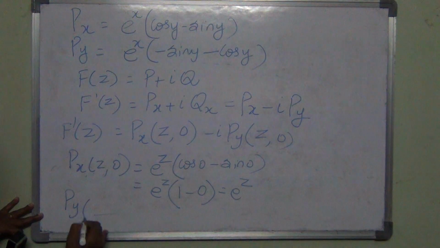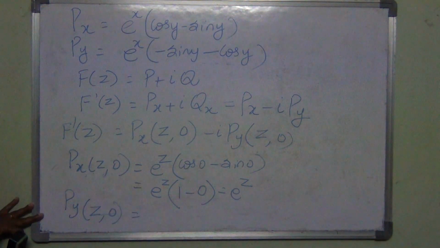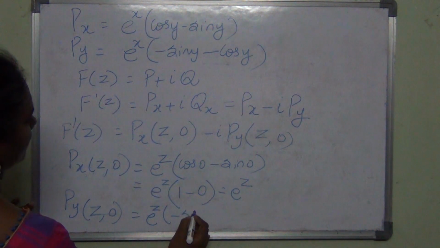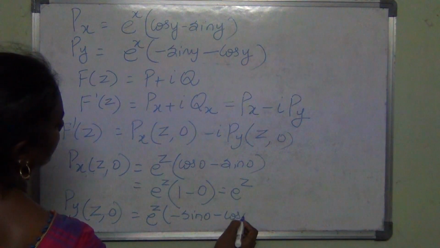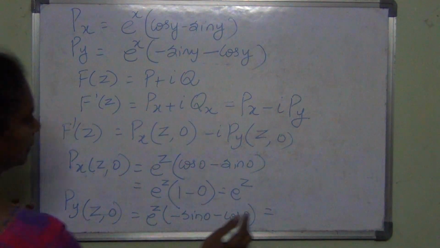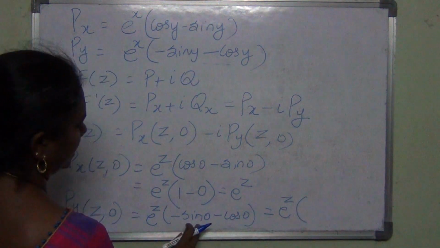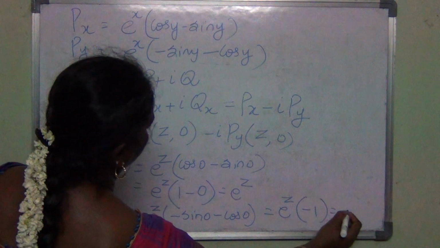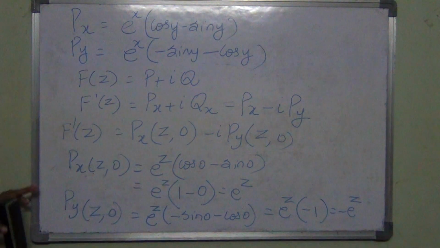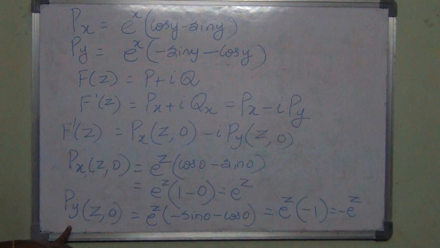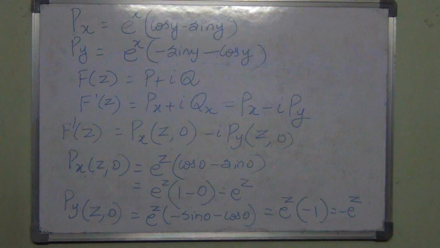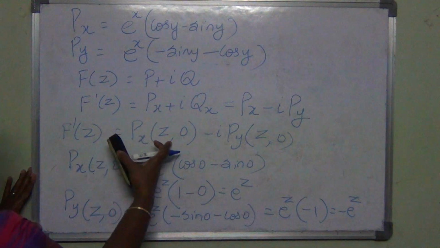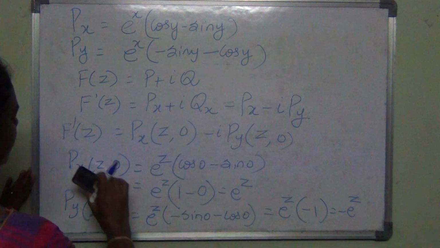Now similarly let us find p_y of z comma 0. So p_y of z comma 0 is e power z into minus sin 0 minus cos 0. Sin 0 is 0, cos 0 is 1, therefore I get minus 1, which is equal to minus e power z. So p_x of z comma 0 is e power z, and p_y of z comma 0 is minus e power z. Substituting in f dash of z, that is equal to p_x of z comma 0 minus i into p_y of z comma 0.